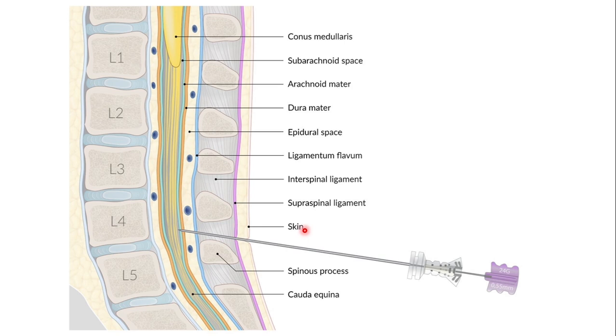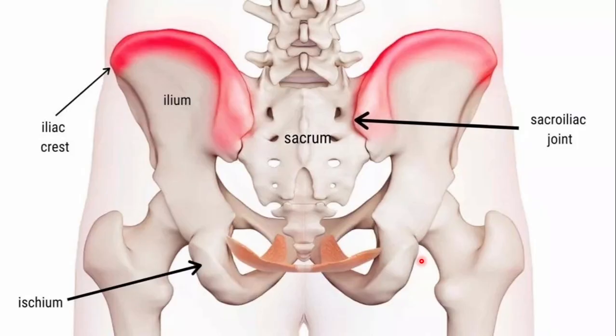So first of all, the skin and the fascia, then the supraspinous ligament, then the interspinous ligament, then the ligamentum flavum, then the epidural space, the dura, the subdural space, arachnoid, and then the subarachnoid. All right. So that's all we have to talk about when it comes to the lumbar puncture, okay?